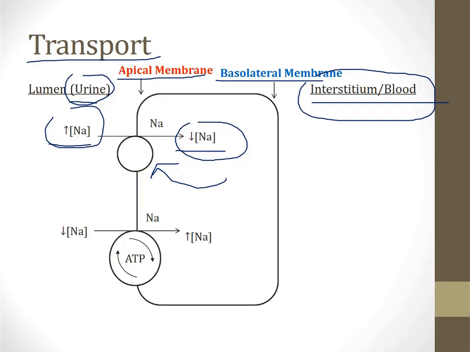On the other hand, if we have a situation where there's a relatively lower concentration of sodium in the lumen and a relatively higher concentration inside the cell, then we can also have a transport protein that assists in this process, but that will require ATP. It will require energy because we are going against the concentration gradient.